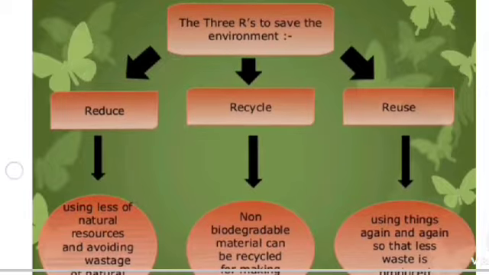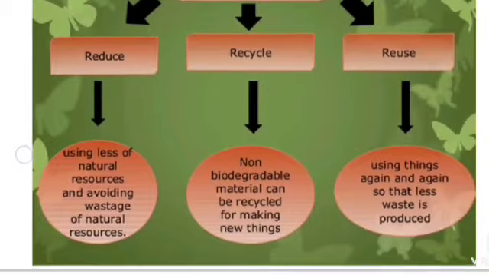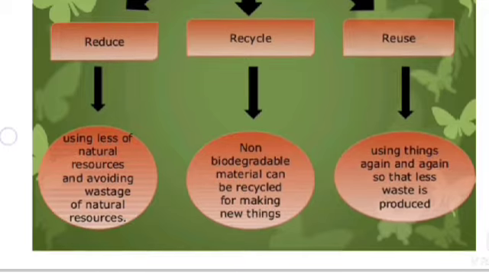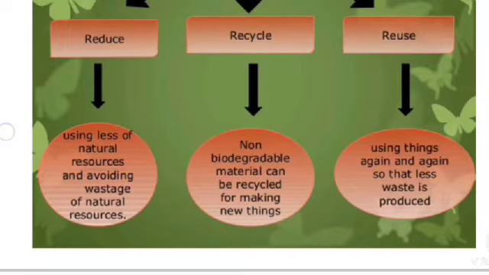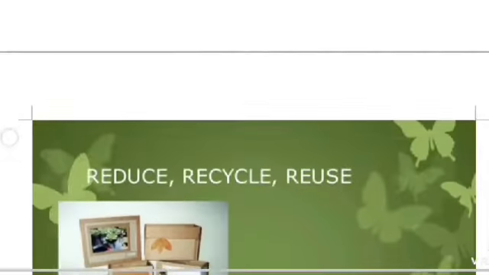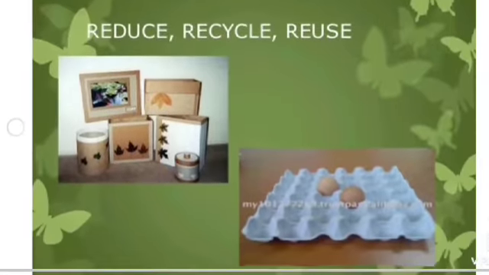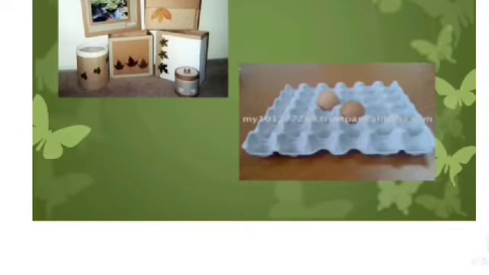See, the three R's are to save the environment. Reduce: using less natural resource and avoiding wastage of natural resource. Recycle: non-biodegradable material can be recycled for making new things. Reuse: using things again and again so that less waste is produced. Reduce, recycle, reuse. See some pictures for reduce, recycle and reuse.